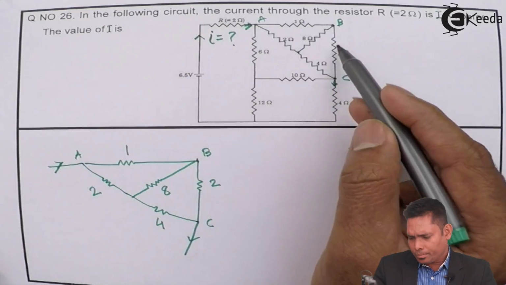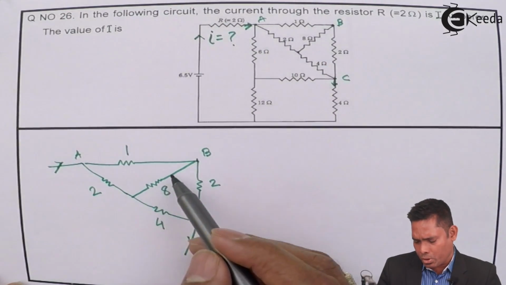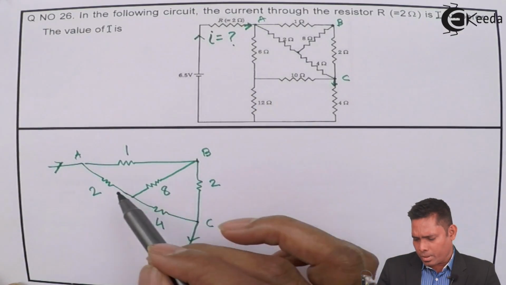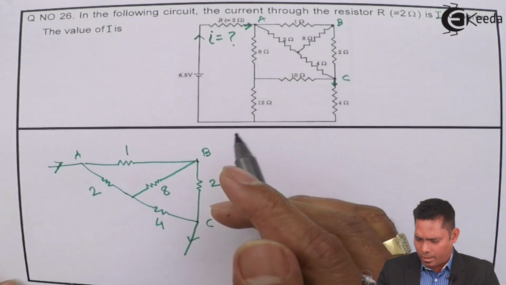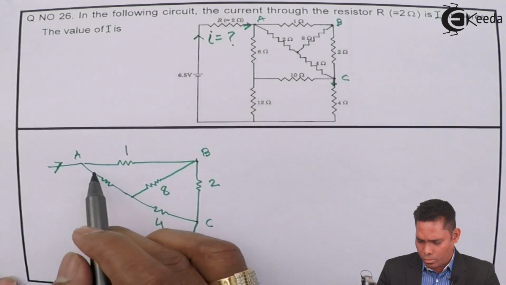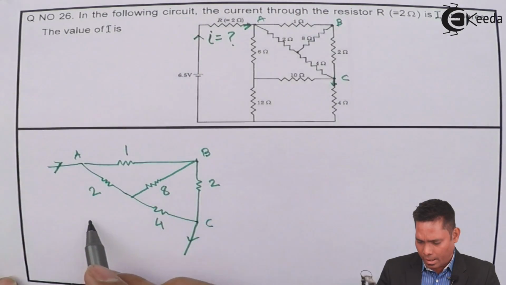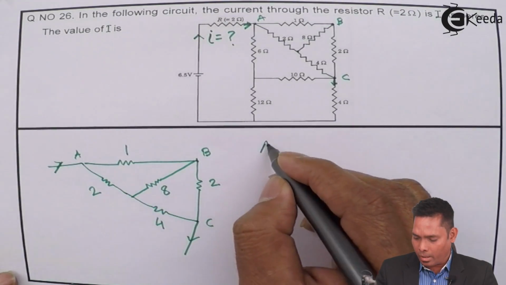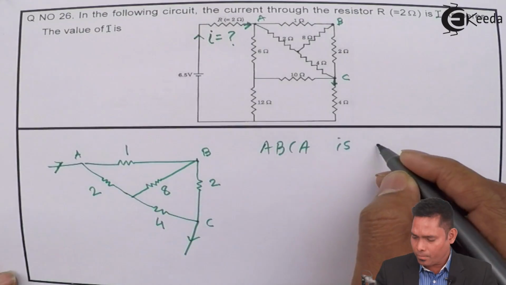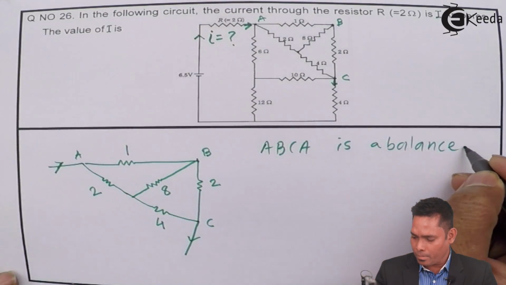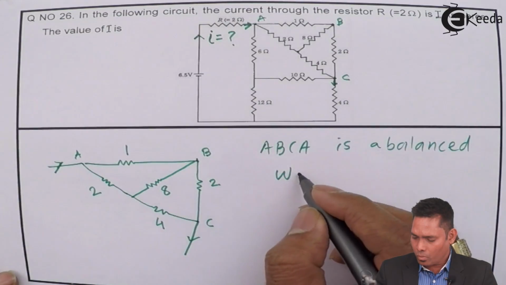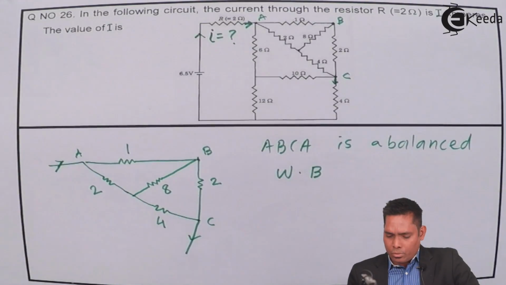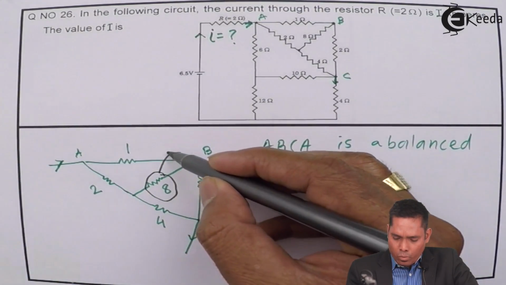This structure is basically a Wheatstone bridge. These two are the upper arms and these two are the lower arms, and if I extend this down, 2 will become here like this, and 4 will become like that, and this is 2. So this is a balanced Wheatstone bridge. So ABCA is a balanced Wheatstone bridge. Therefore, in case of a balanced Wheatstone bridge, this 8 is to be removed.